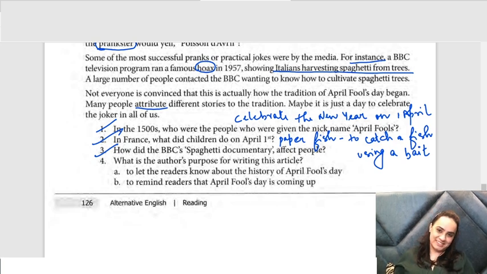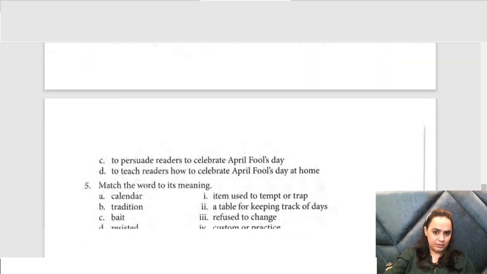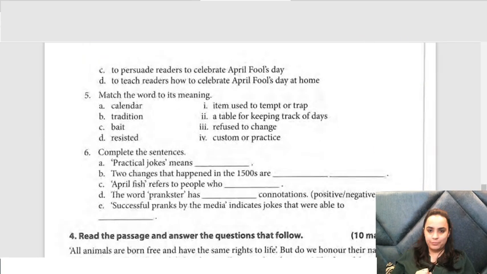Okay. What is the author's purpose for writing this article? Why do you think the author has written this article? To let the readers know about the history of April Fool's Day. So he simply intended to tell the readers about something related to the history of April Fool's Day.